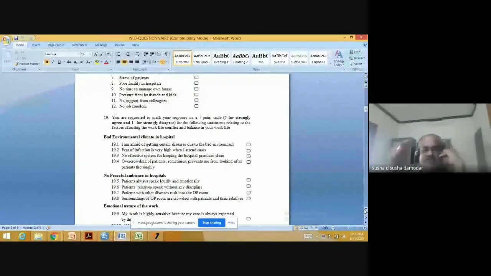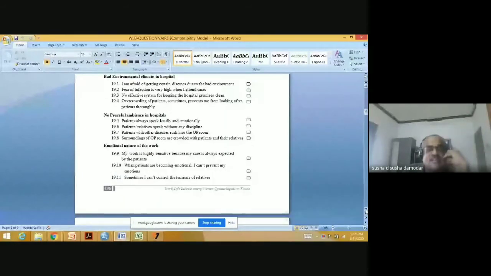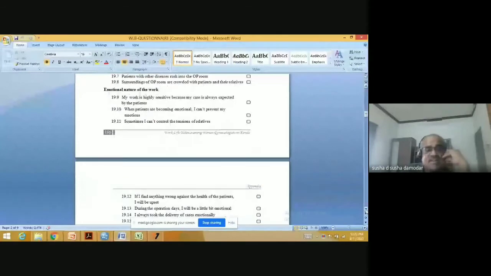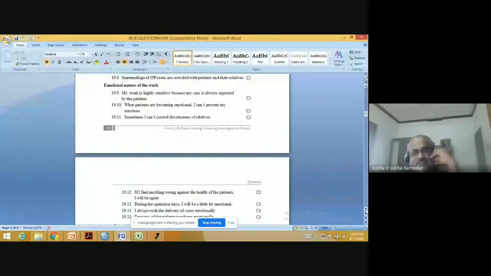All these variables are listed and measured on a 7-point scale basis. And here the interval scale is used for the measurement. Bad environment and climate in hospital: 4 statements were used for the measurement of this variable. No peaceful ambience in hospital: again, 4 statements were used for the measurement of this variable. Emotional nature of work, another variable affecting work-life balance, and for that purpose, 7 statements were used.